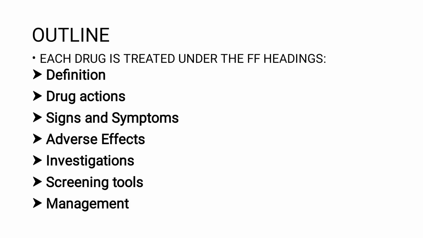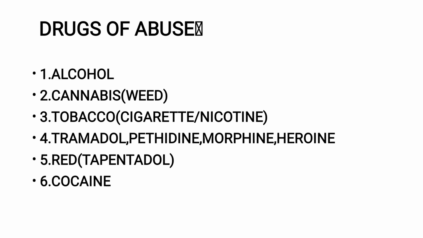Outline of the presentation. Each drug is treated under the following headings: definition, drug actions, signs and symptoms, adverse effects, investigations, screening tools, and management. The drugs of abuse we'll be looking at are 1. Alcohol, 2. Cannabis, popularly known as weed, 3. Tobacco, that's cigarette or nicotine, 4. The opioids, that's tramadol, pethidine, morphine, and heroin, 5. Red, that's tapentadol, popularly known as winning red, and 6. Cocaine.